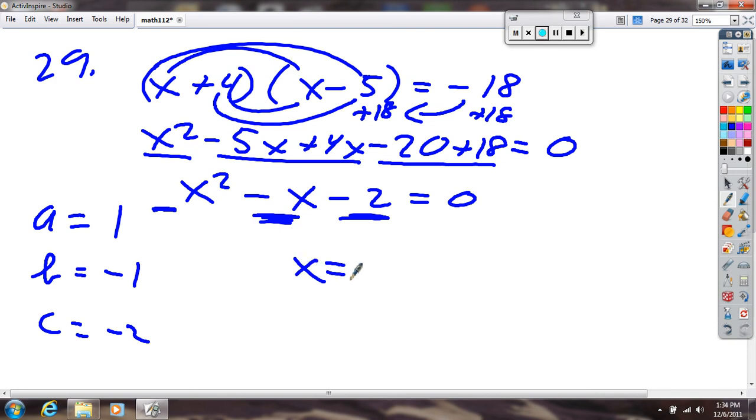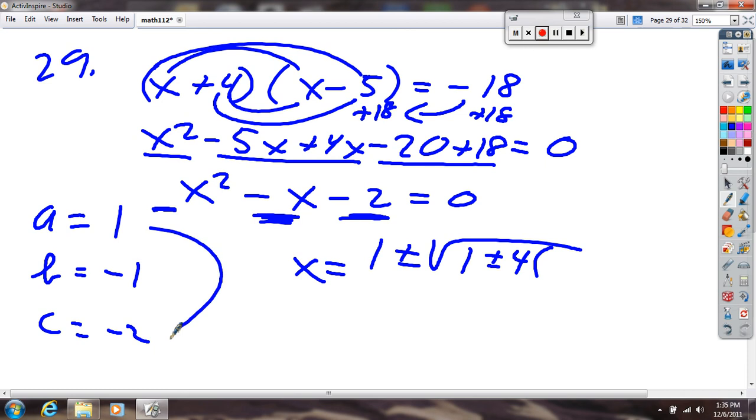X equals negative b. Don't say negative b, say the opposite of b. Look at b. What's the opposite of a negative 1? Positive 1. Plus and minus. Square root. What's inside the square root? First is b squared. Well, what is the negative 1 squared? Say positive 1. Plus and minus 4ac. Put plus and minus 4, put parenthesis, and now multiply a times c. 1 times negative 2 is negative 2. All over 2 times a. 2 times a is 2.